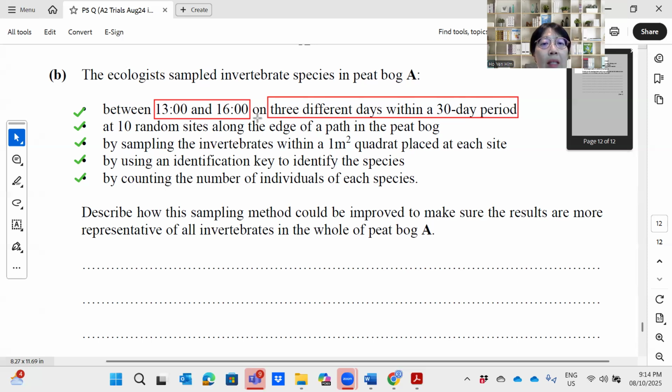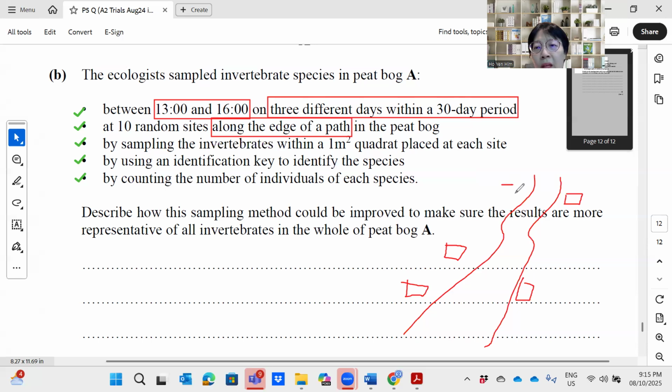And then they said they sample along the edge of the path. So that means there's a path, and to make life easier, the students just walk along the path in the pig bog, and then they just randomly put the quadrat, put one here, put one here, put one there, finish, put one here, like this. So they only sample along the path, which is actually not inclusive of the entire area. So we need to randomly sample a bigger area rather than just along the path.